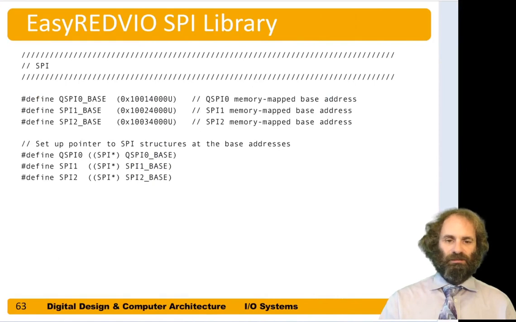So now let's put together our library. We need to define the base address. This first one is for the QSPI used for the memory interface. We probably won't use that one. SPI1 starts at 1002 4000, and SPI2 at 1003 4000. And then we'll set up some pointers. Both are pointers to an SPI structure at these base addresses.